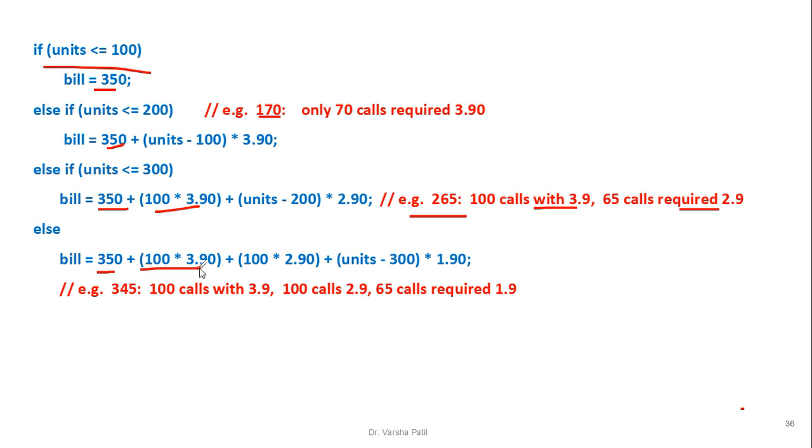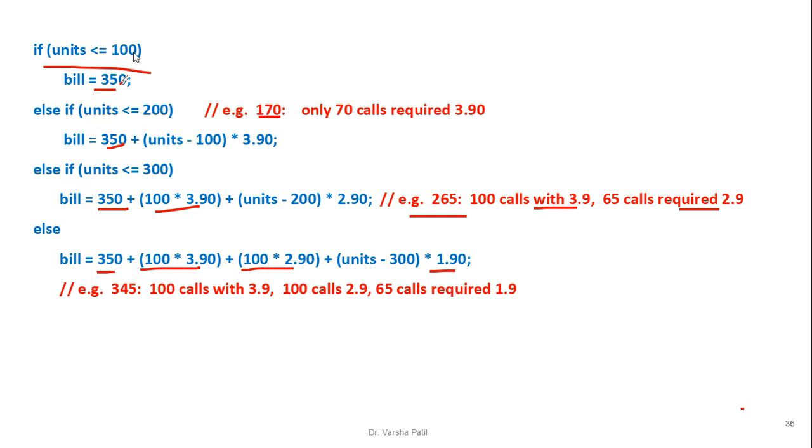Next exceeding, we multiply with 3.90. Next exceeding, we multiply with 2.90. So here 100, then 200, 300, and these are nothing but above 300. So above 300 we are multiplying with 1.90. In this way the bill gets calculated.